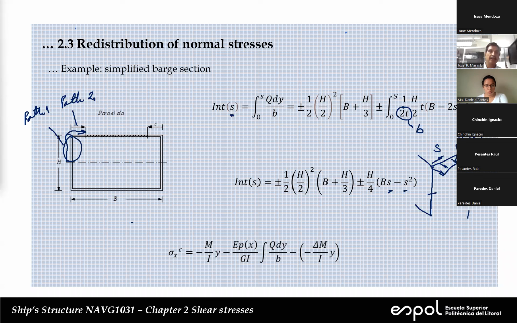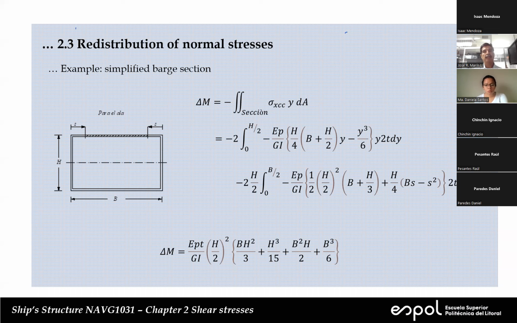The thing is, right now, we can calculate this shear influence on the normal stress. And the problem is that this influence takes us away from equilibrium. So we have to calculate how much we are away from equilibrium. And how much we are away from equilibrium is simply delta M. And this is what we have to calculate now, okay? So this is what we have to calculate.